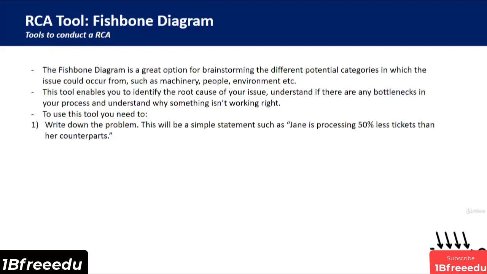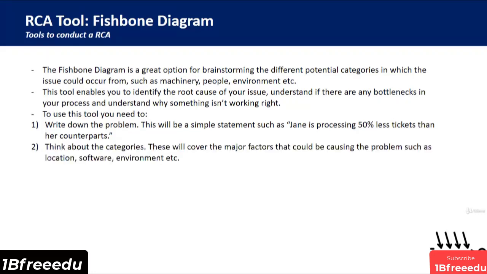Firstly, as with many of these tools, right, write down your problem. State clearly what your problem is. This will be simple statements such as the following. Jane is processing 50% less tickets than her counterparts. It's simple, it's straightforward. We now need to look into that. Why is she processing 50% less tickets than her counterparts? It needs to be clear and concise and not too detailed as to what the problem is. This enables the team then to rally around that particular problem statement, and then we can start to brainstorm from that.